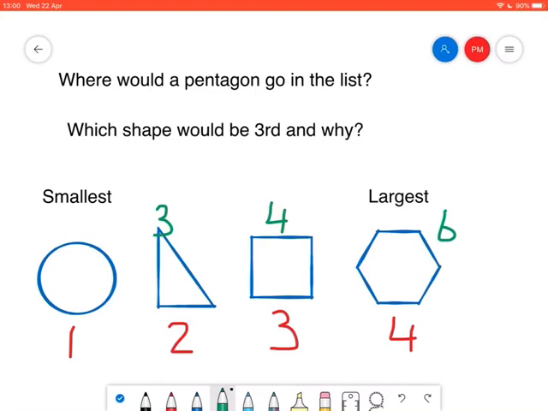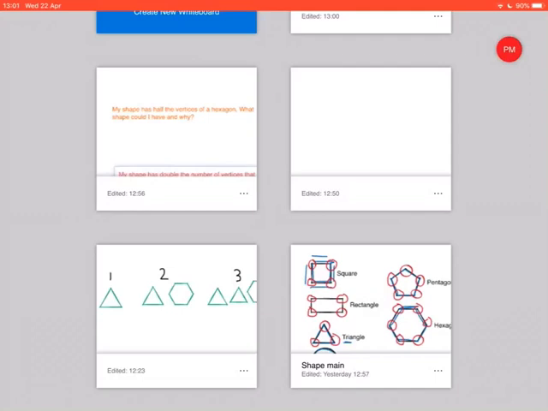So where would a pentagon go in our list? And of course a pentagon has got 5 sides. So it would fit in between the square and the hexagon, because it's bigger than 4 but smaller than 6. So well done. We'll move on then to our next question.